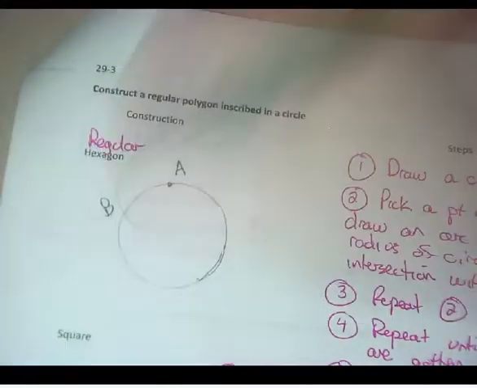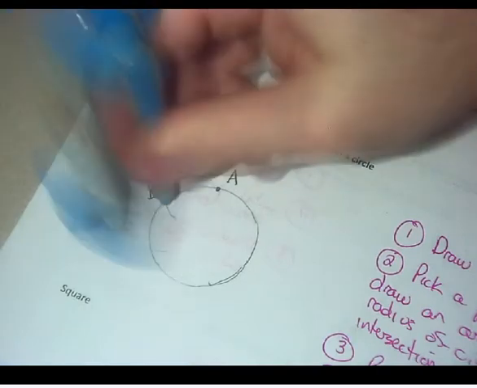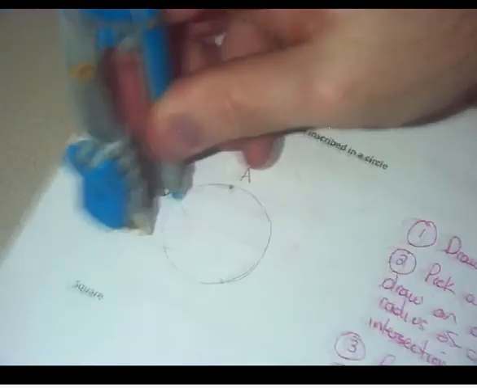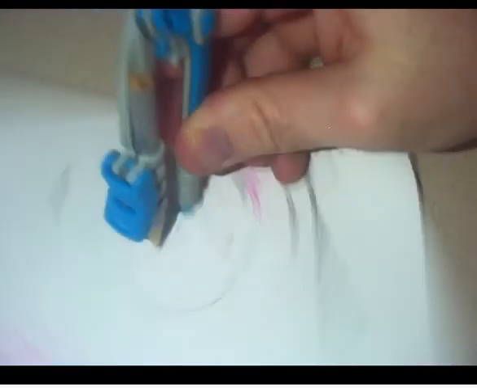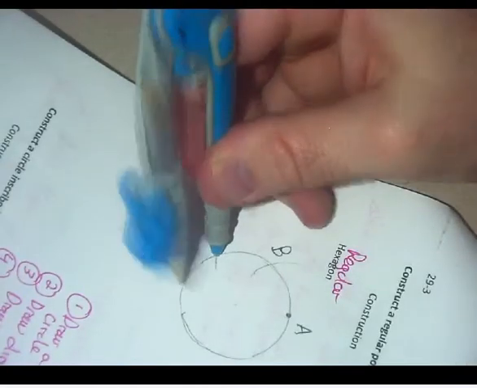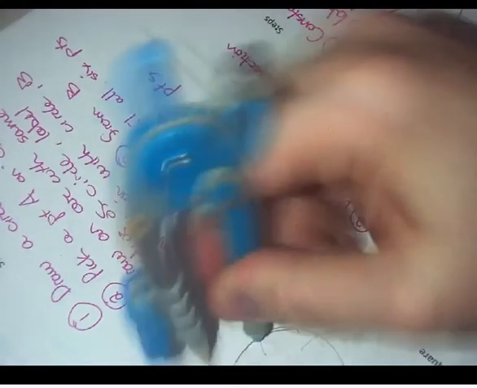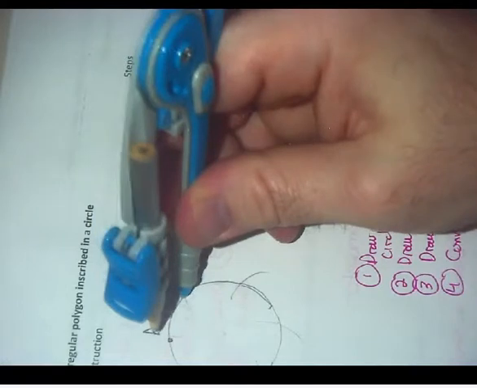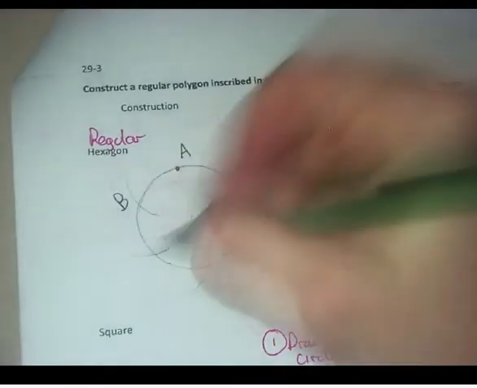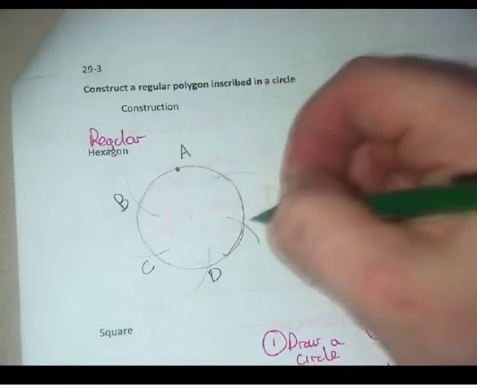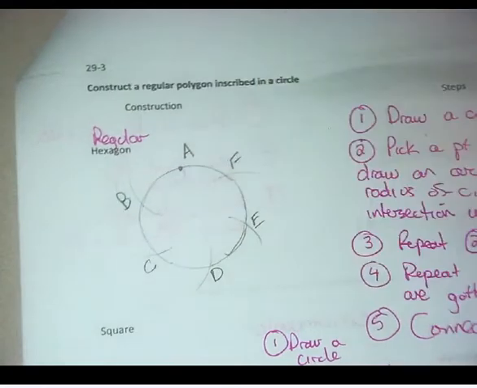And call that B. And then repeat that from B. And that'll be C. And do that again from the new point, which we'll call C. And just all the way around until you get back to A. If you notice the last one, it set us back up at A. So we have these points, C, D, E, F, and then A.